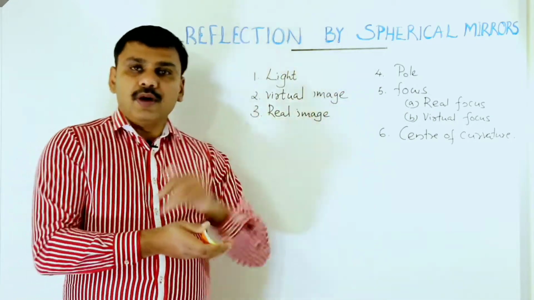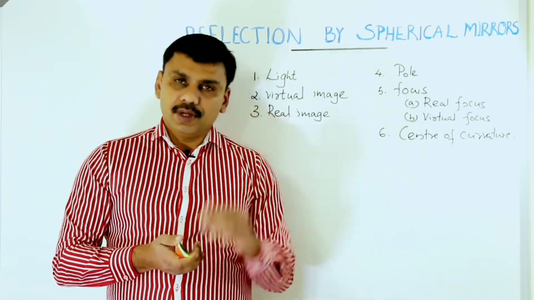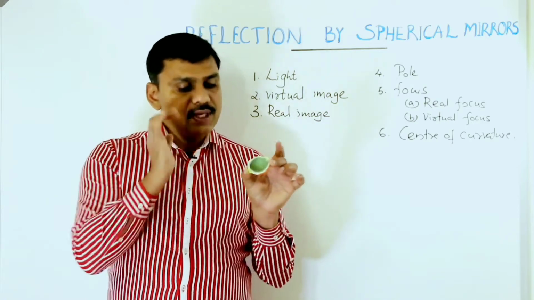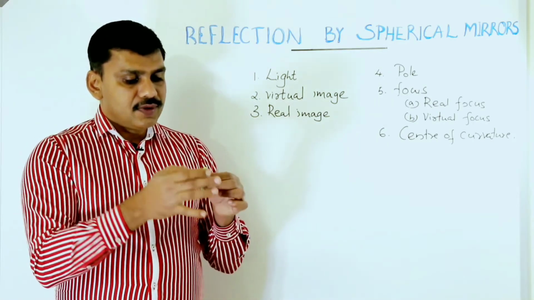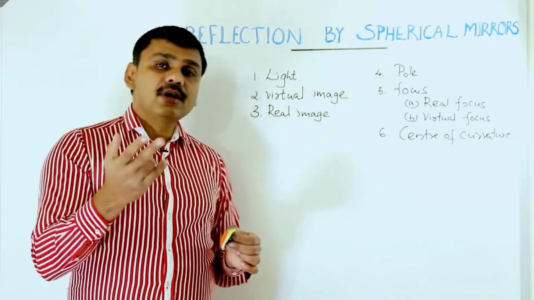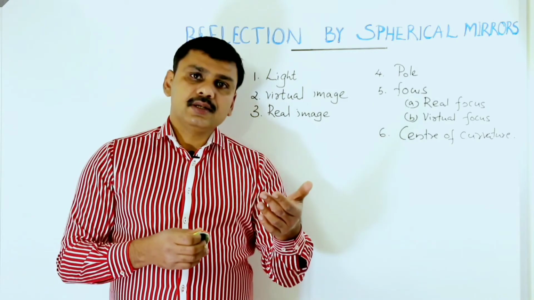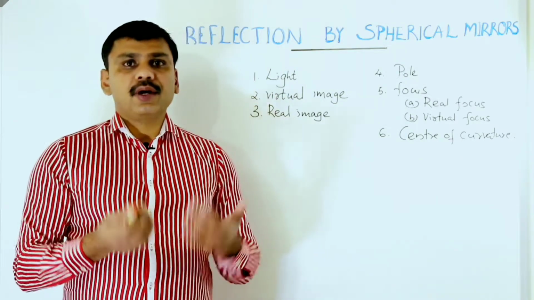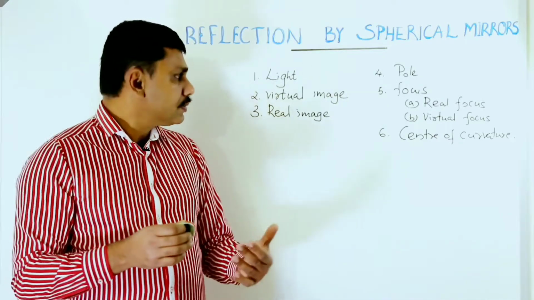So what is pole? Pole is the center of the mirror. If the mirror is like this, this is the center of the mirror. The mirror can be convex or concave. Convex mirror means the reflecting surface is outward. Concave mirror means the reflecting surface is inward.